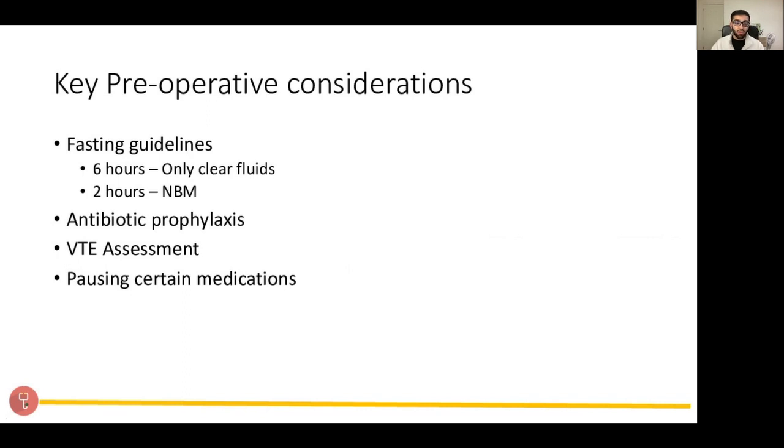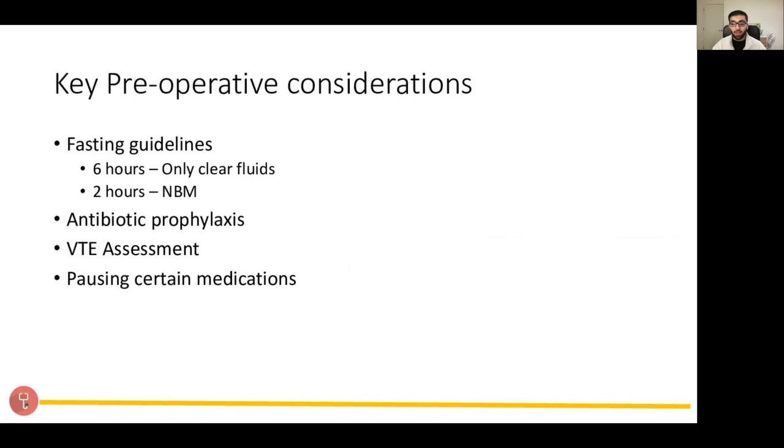Antibiotic prophylaxis is also important, and that's something you often discuss with the surgical team. Patients with heart valve pathology may need extra antibiotic prophylaxis against bacterial endocarditis. But this is often surgically led, with a liaison from the anaesthetist with the surgeon. One common antibiotic that's prescribed is cefazolin. But again, what you should do is refer to your local microbiology guidelines.